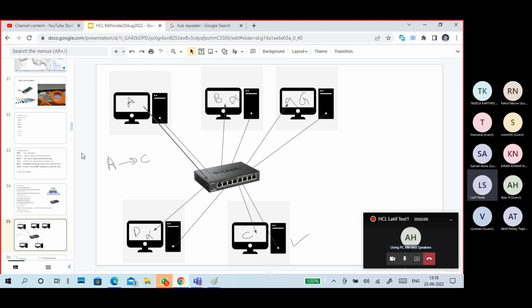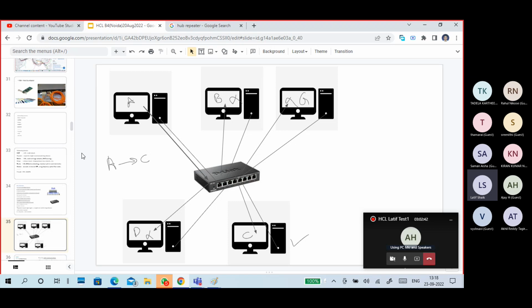What happened? A sends a packet to C, but that packet goes to B, C, D, E, F, G, H. However many PCs are connected, all of those PCs will get the packet. So it is called a broadcast. You are giving something to everyone. So hub does broadcasting. Similarly, at the same time, if other communication is also going on, like B is sending a packet to D, or A is sending a packet to E.